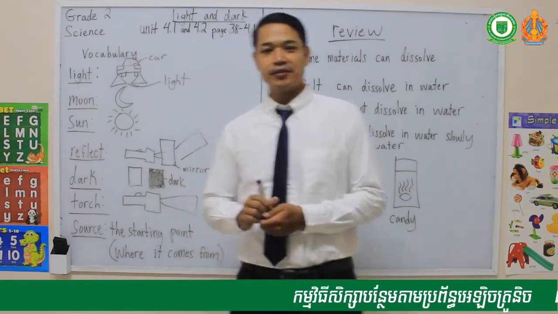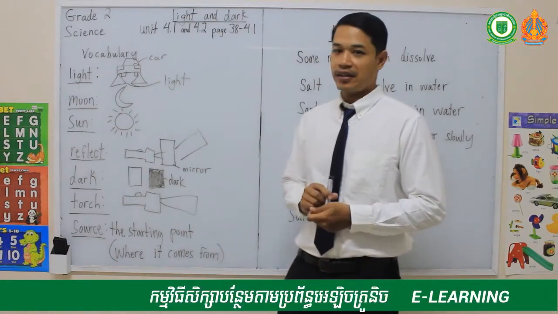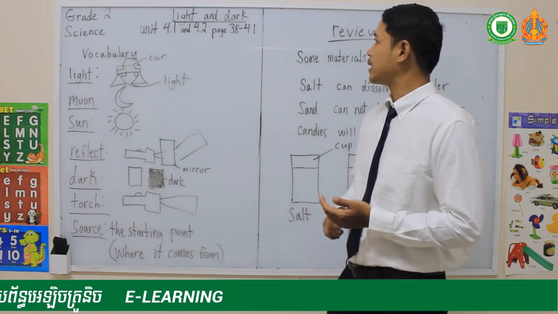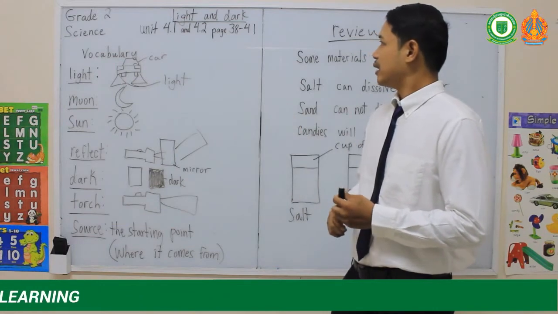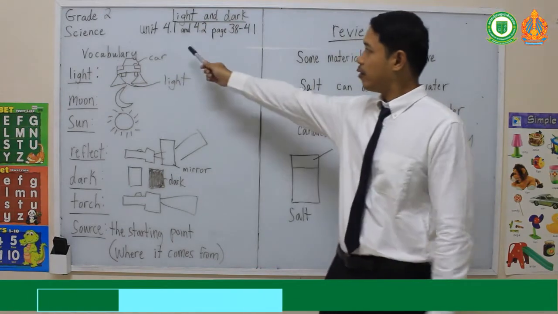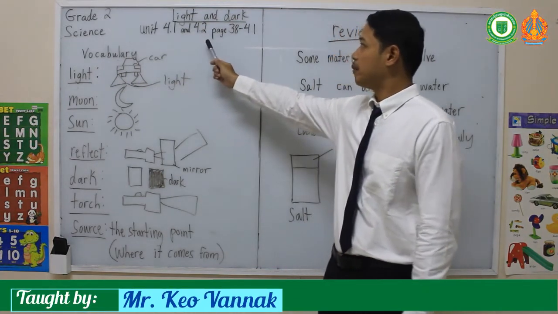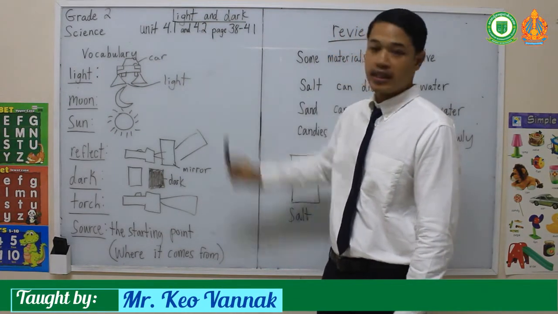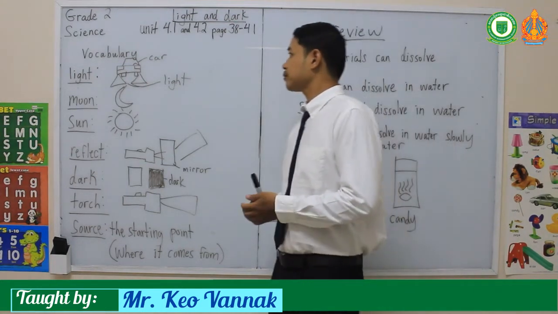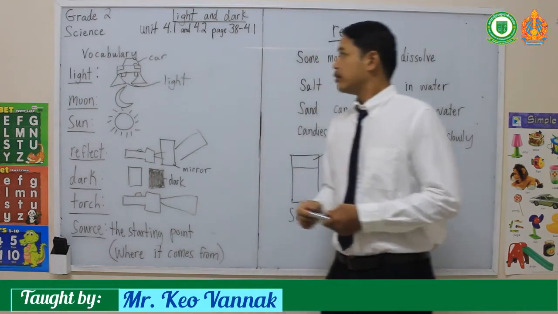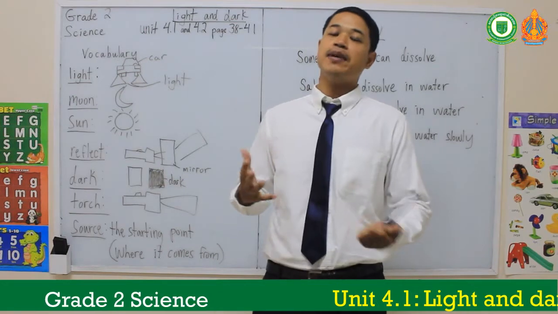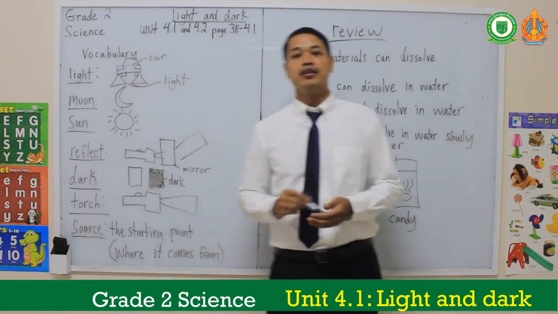Okay? So, our new lesson is about light and dark, and it's in the science book, unit 4.1 and 4.2, page 38 to 41. So, what is light and dark? Think about it for a few seconds.